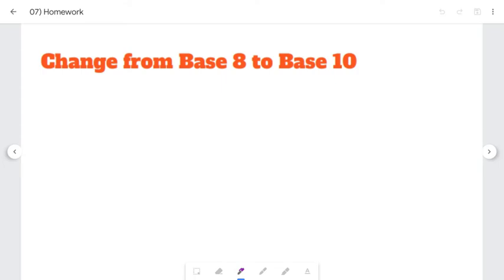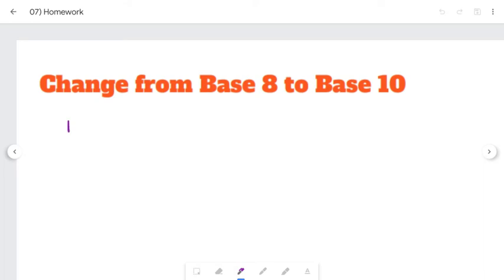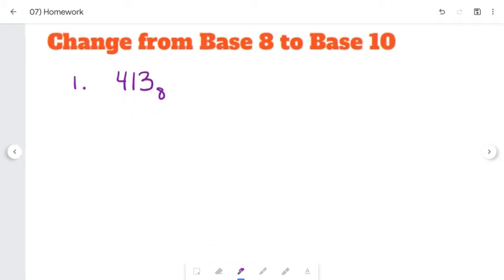So let's say we had something that was in base 8 and we wanted to bring it back to base 10. Now remember, base 10 is our normal number system. Let's say we had the example 413 and it's in base 8. What we're going to do is write down the side here the 4, the 1, and the 3, each term of the number.